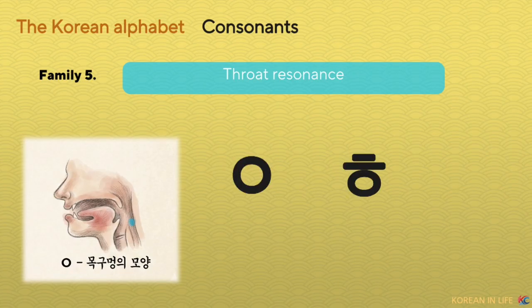Finally, the fifth. The round shape of the throat, Ing. It's a soft sound, almost like silence. But push air from deep in the throat, Ha. Wearing a hat of fresh air, it becomes Ha.